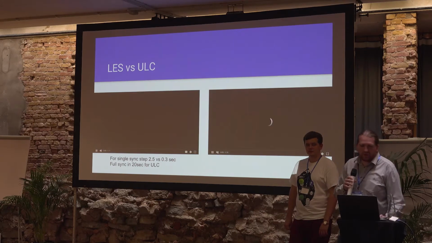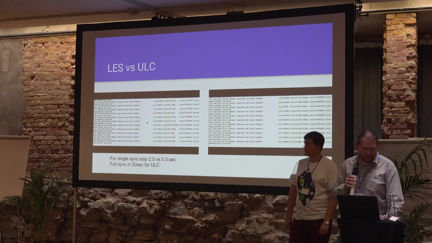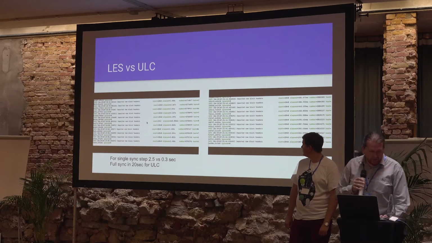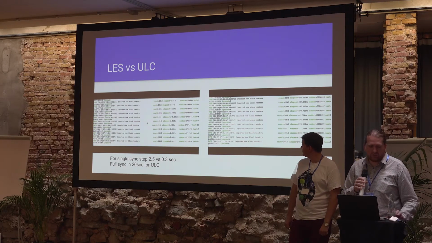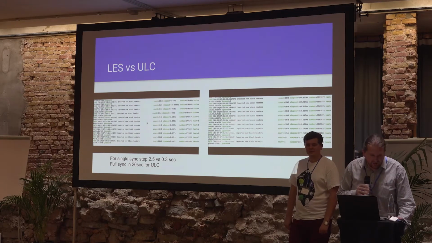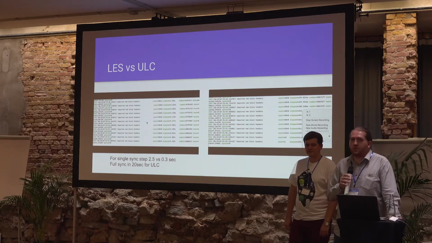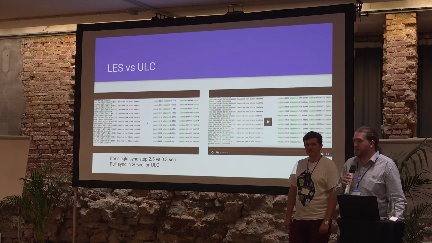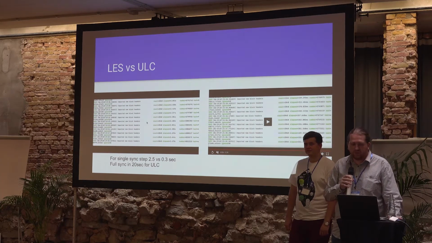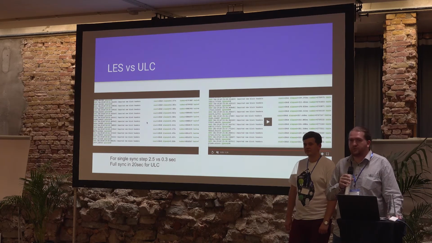Here is a demonstration of the sync process. On the left is LES, on the right is ULC. As you can see, one block on the left side takes around 2.5 seconds, and ULC takes 0.3 seconds. It's almost 8 times faster, and it's finished. Just now, the sync process was finished by ULC, and it takes around 20 seconds to sync from the previous state to the current.